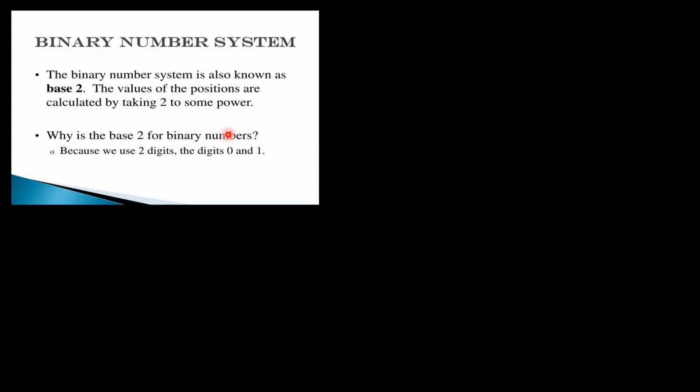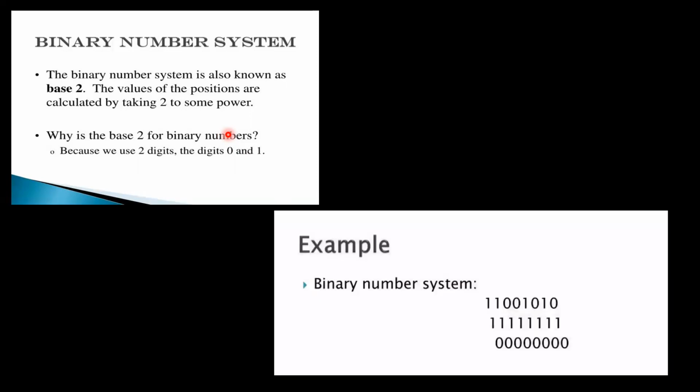Okay. Now next, what is the binary number system? This system is also known as base 2. The values of the positions are calculated by taking 2 to some power. Why? Because we only use 2 digits, the 0 and 1. Examples are 11001010, or 111111, or all zeros. Any number consisting of only 1s and 0s is called binary.